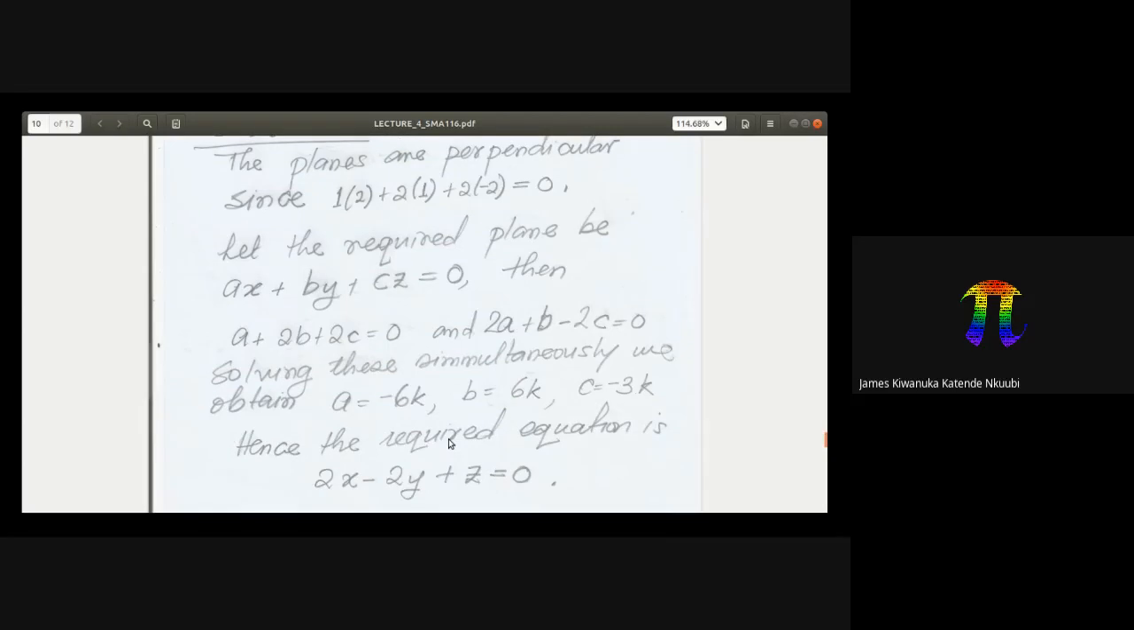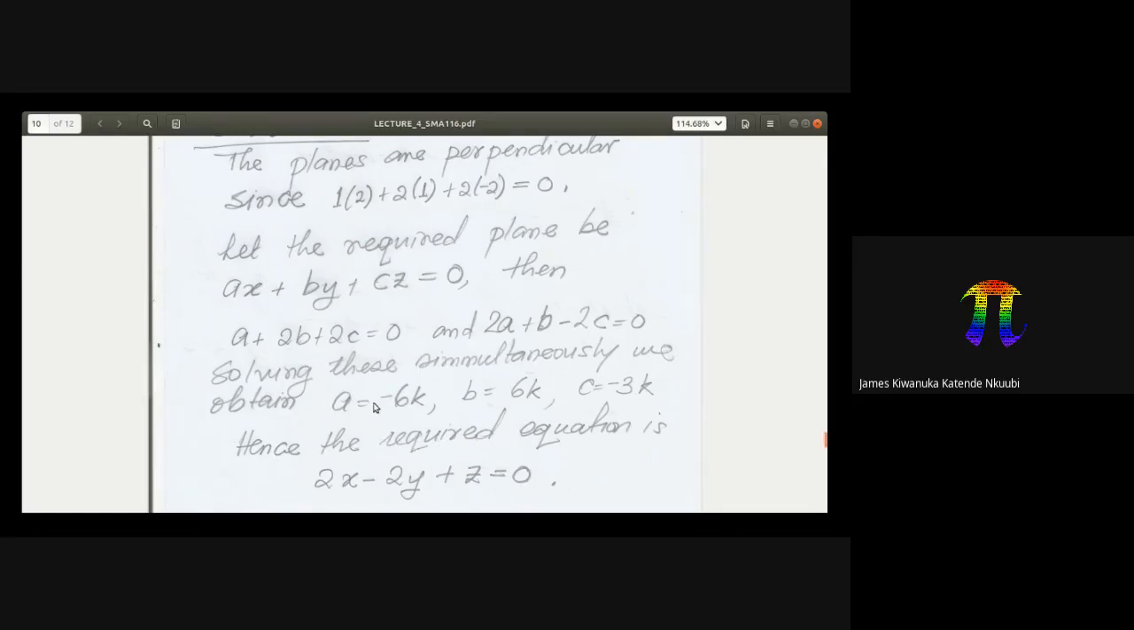Now, there are some techniques for solving this. We have not done systems of linear equations, but for now we'll just write it down. When you solve them simultaneously, it should be possible to write A as minus 6k, B equal to 6k, and C as minus 3k. You can write each of them in terms of a parameter.